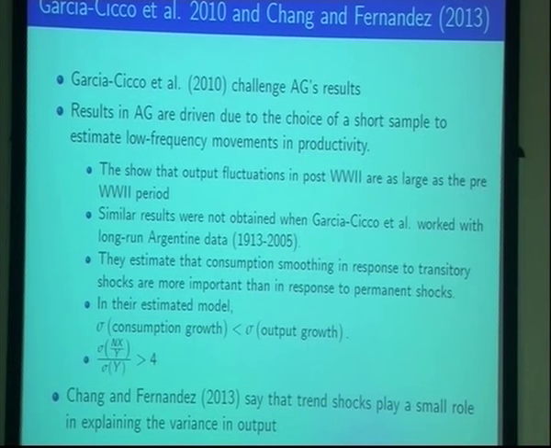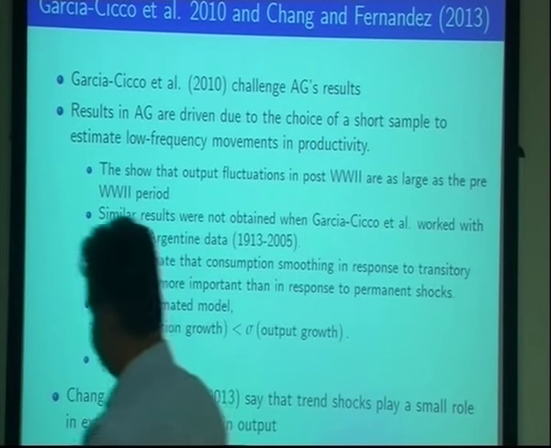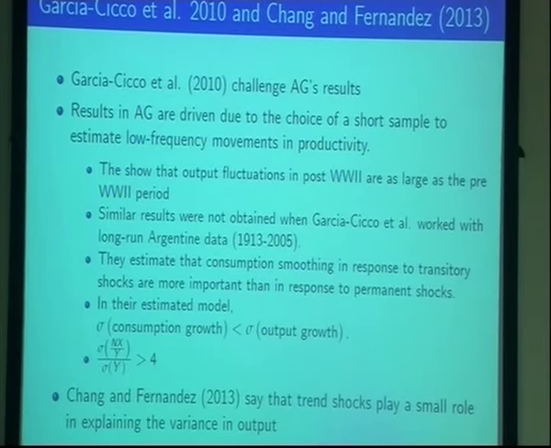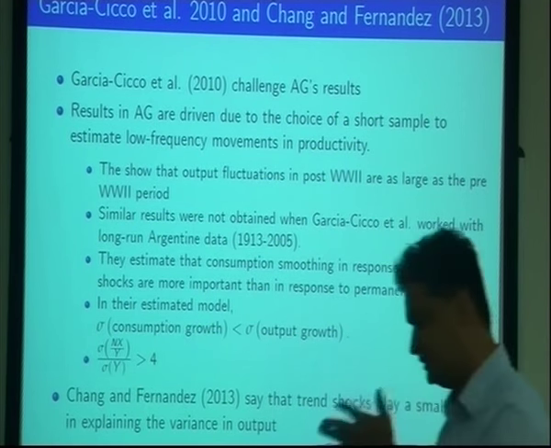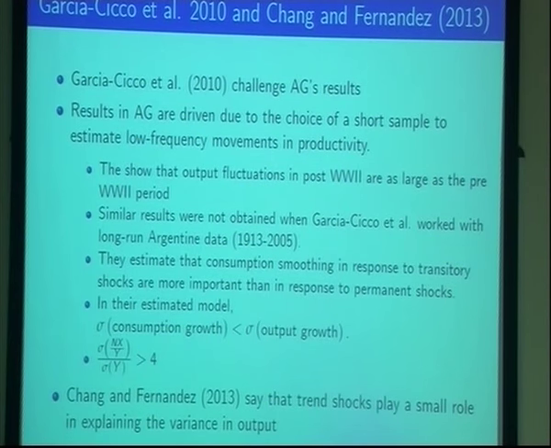Now, there is a well-known criticism of the Aguiar-Gopinath paper, which is by Garcia-Cicco. I'll just summarize this very briefly. What they say is that the fact that you get the importance of a trend shock may have to do with the fact that you have a fairly small time period. In other words, your data goes from 83 to 2010. So what Garcia-Cicco do is, they get data for Argentina from 1900 to 2010. So that's 110 years of observations.